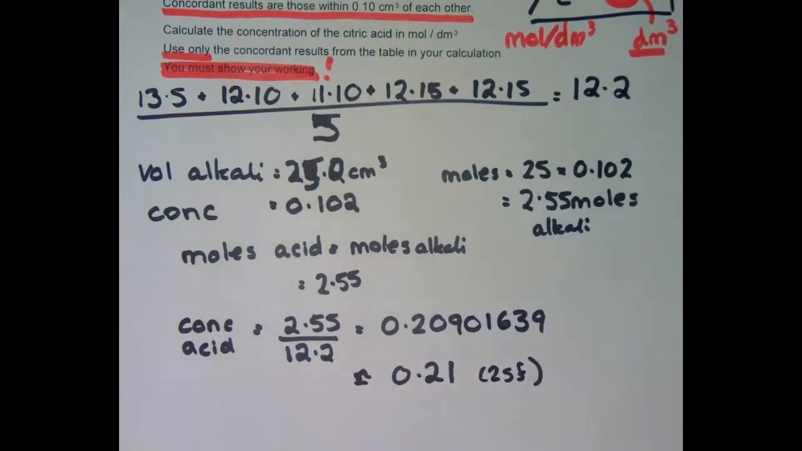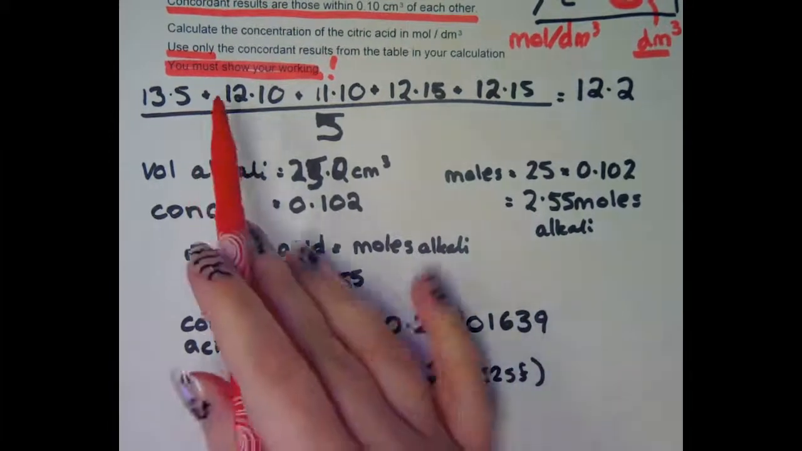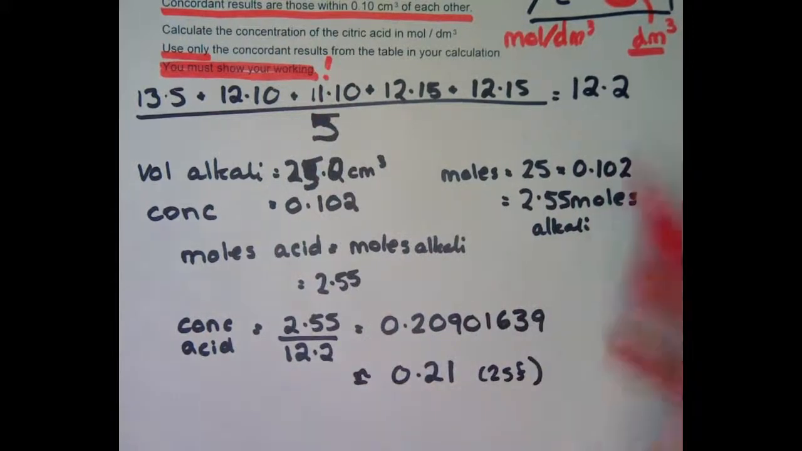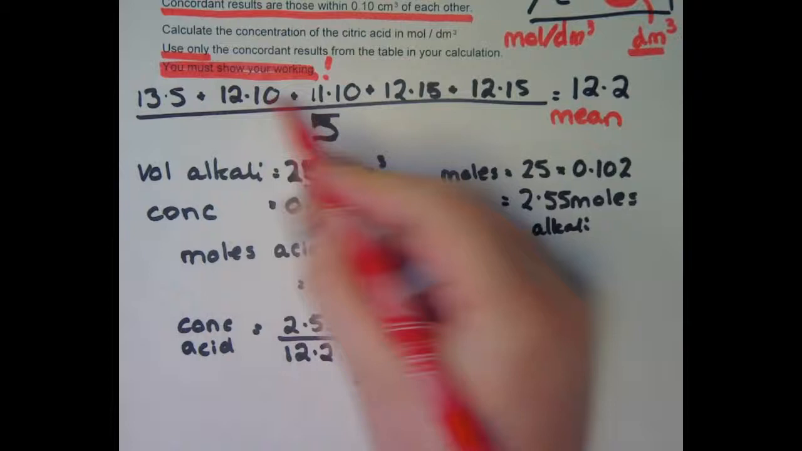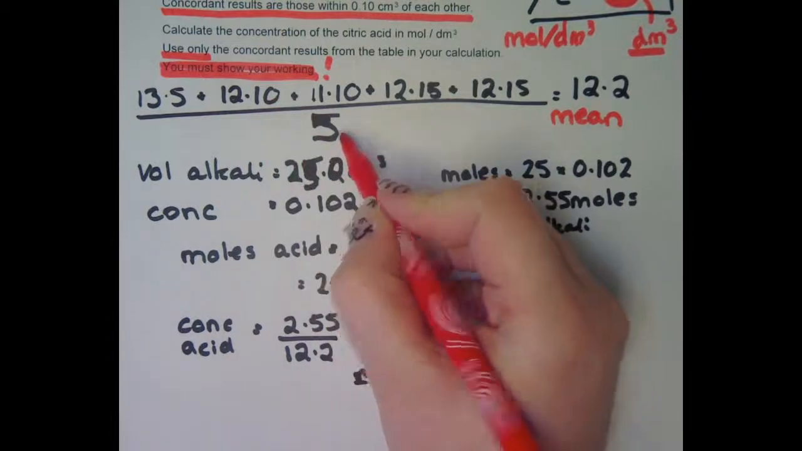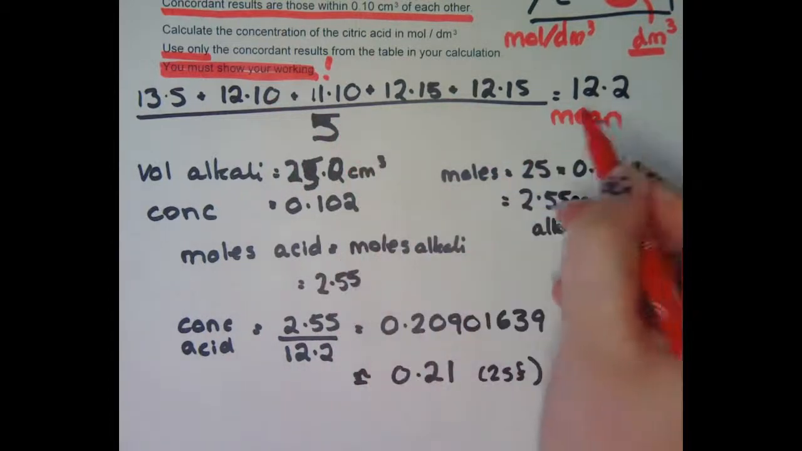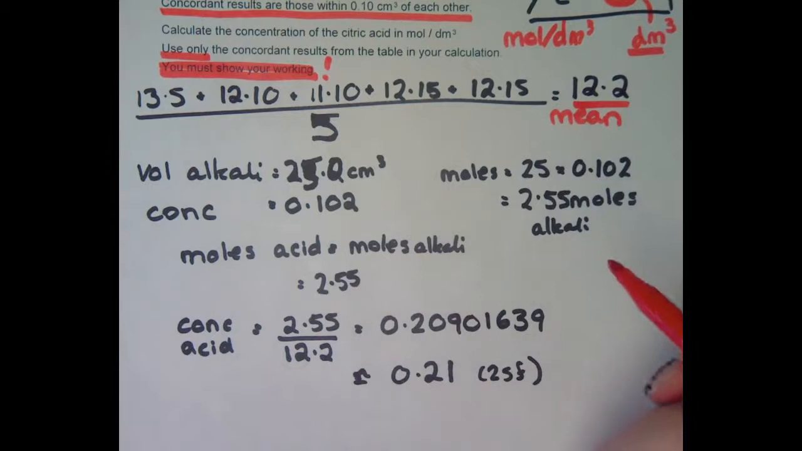So looking through this calculation, what have they done? Well, they've started by working out the mean titre, which is absolutely great. They've taken the titration values, added them all up and divided by how many there are to get this as their average titre.